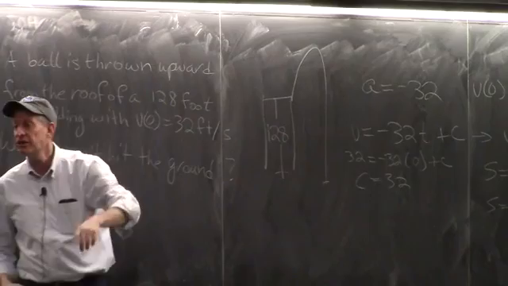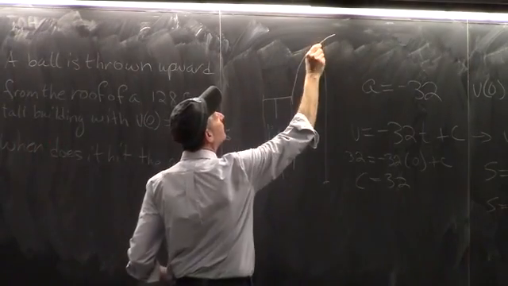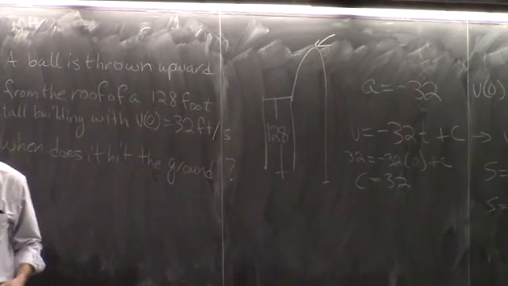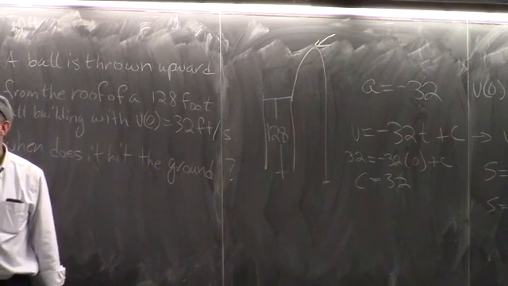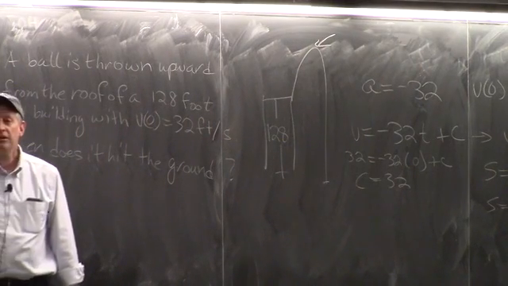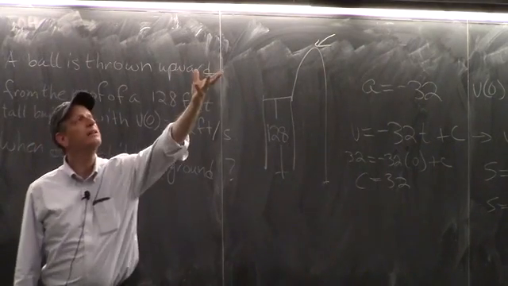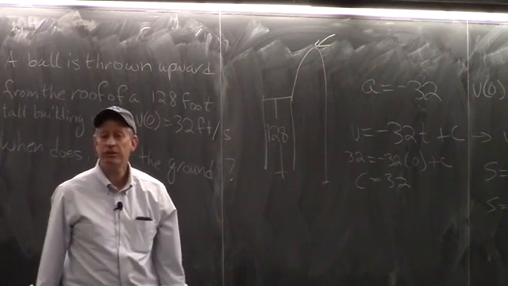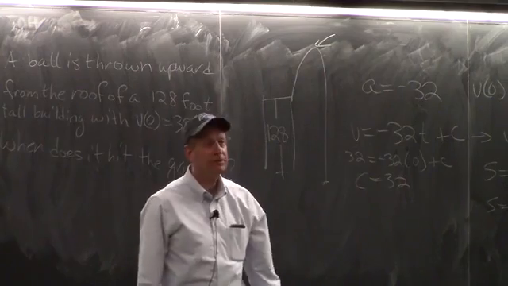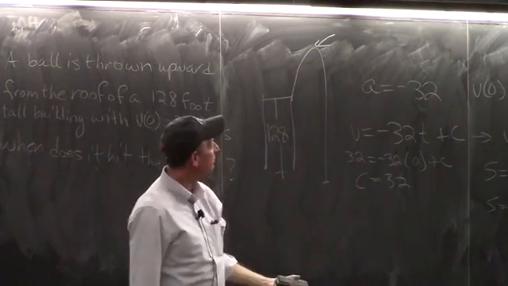Now, one other thing we could ask you. We could ask you, what's the maximum height? How high does it get? So you would find the maximum height. What happens when you throw something in the air at the top of its height? The velocity is 0. Right? Get up, stop, back down.